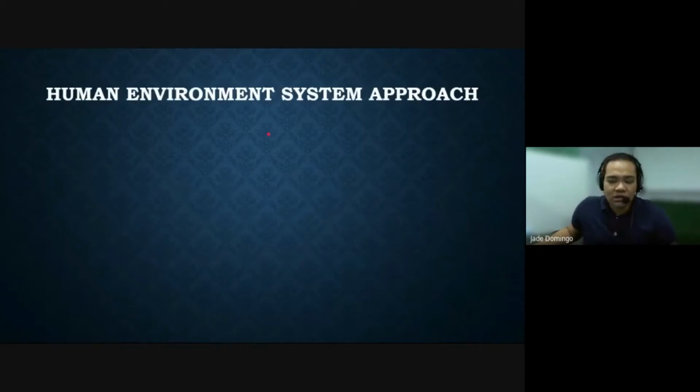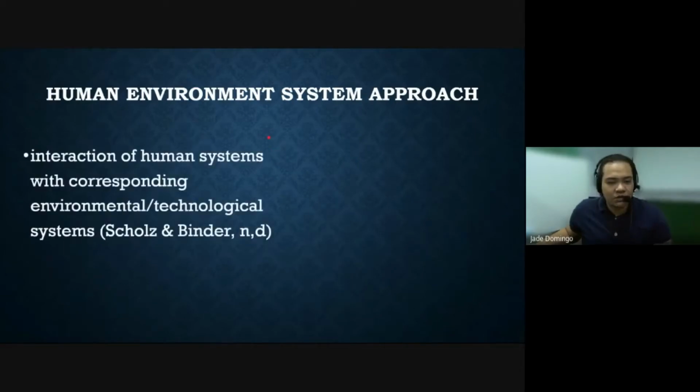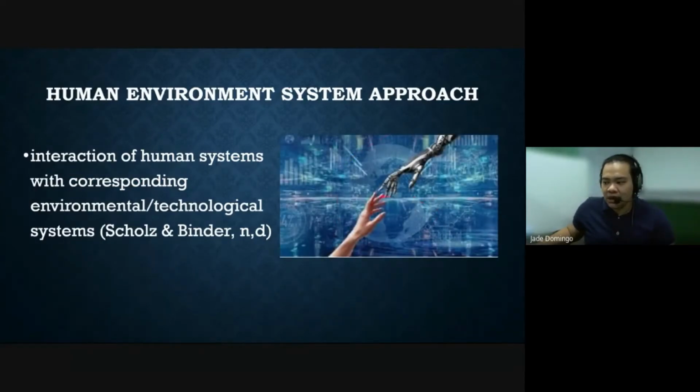So let's first define the human environment system approach. The human environment system approach is the interaction of human systems with corresponding environmental slash technological systems. So we can see here the keywords are interaction of human systems. In the picture, you see a human hand and a slightly robotic or cybernetic hand reaching out to each other. In the human environment system approach, we look at how these two things, the humans and the environment or technological systems, interact and correspond with each other.